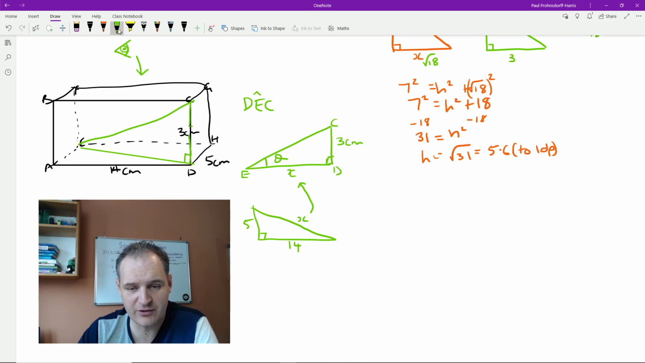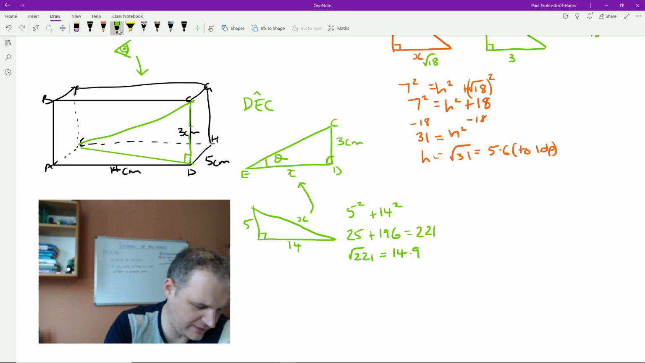So we're going to use Pythagoras. 5 squared plus 14 squared is 25 plus 196 is 221. Root 221 is approximately 14.9, but let's just get that right.